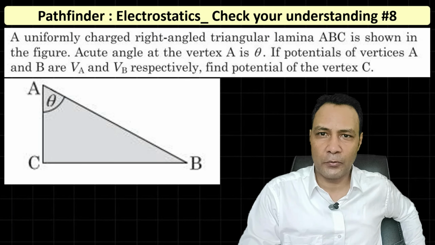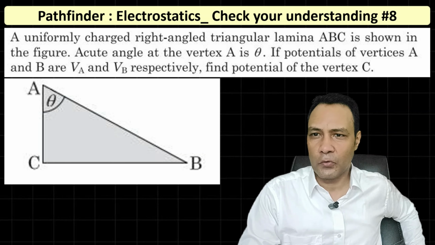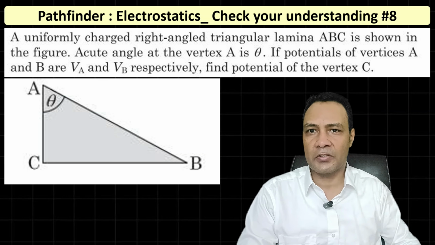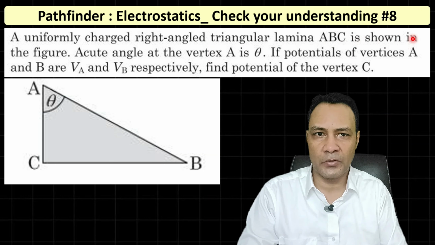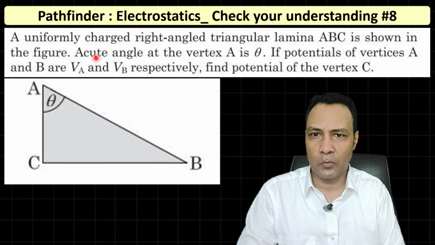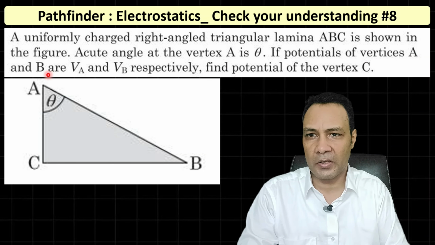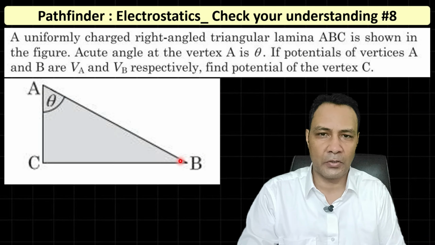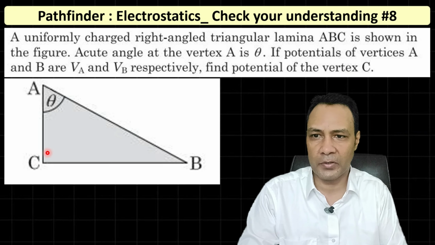Let's see this question of electrostatics from Pathfinder. Check your understanding. Question number 8. So the question is saying a uniformly charged right angle triangular lamina ABC is shown in the figure. The acute angle at the vertex is theta. Potentials of the vertices A and B are VA and VB respectively. So we have to find the potential of the vertex C.